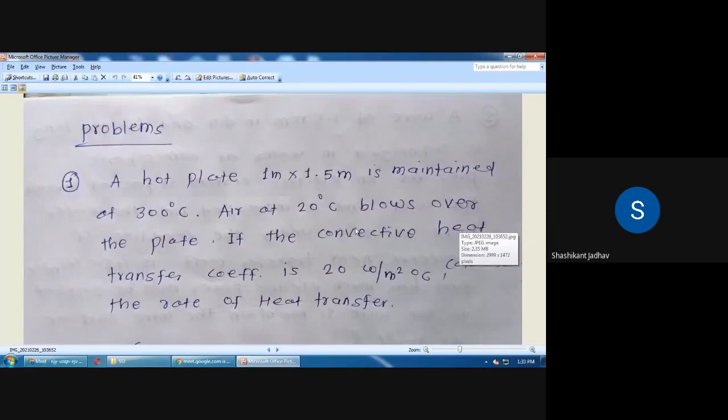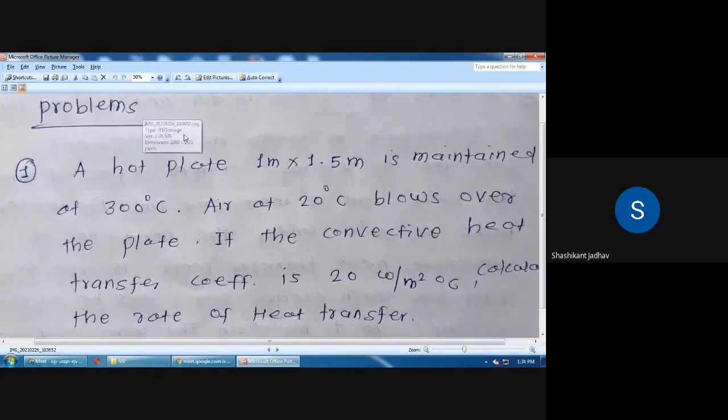Okay, write down the first problem. A hot plate, 1 meter into 1.5 meter, is maintained at 300 degrees Celsius.